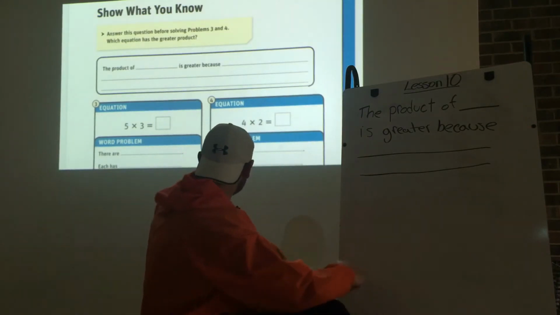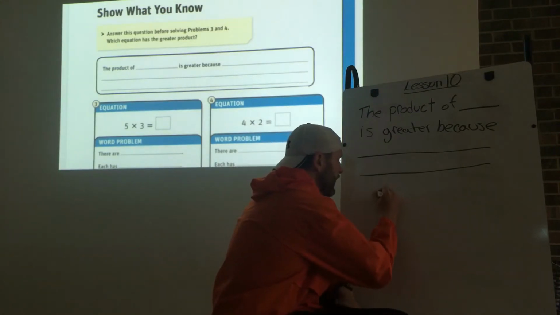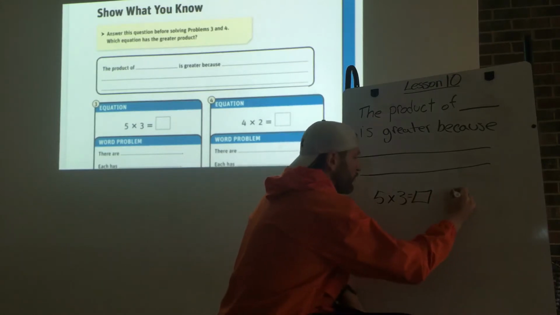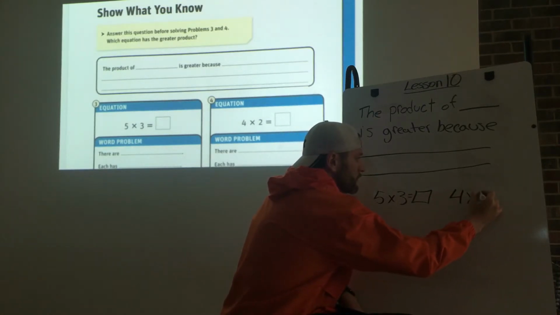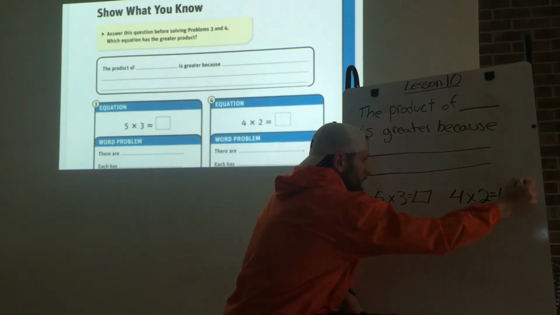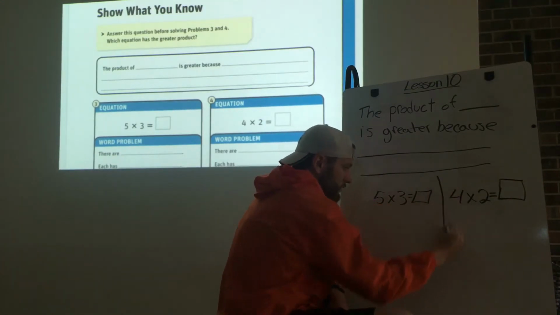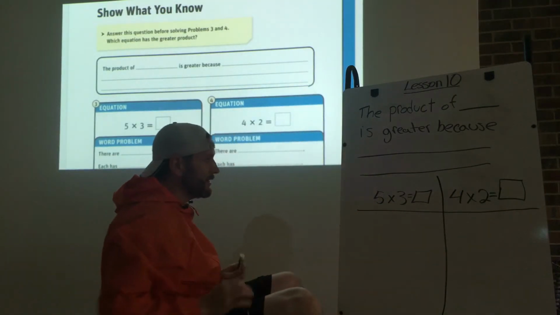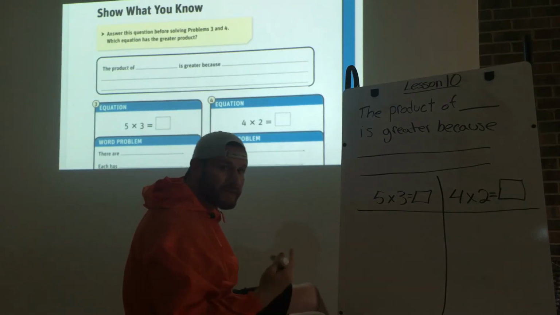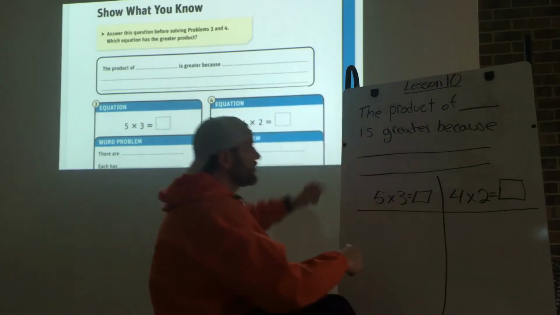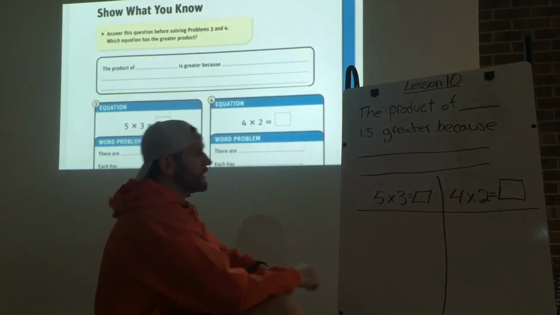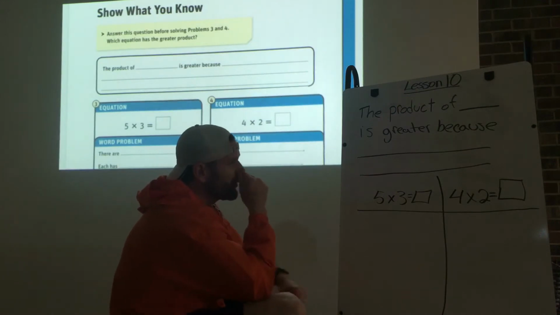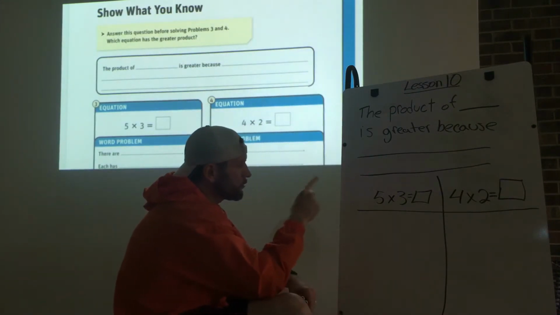All right, we're looking at 2 equations. We are looking at 5 times 3, and we're looking at 4 times 2. What they want us to do is first identify which will have a larger product. They give us a sentence stem: the product of blank is greater than blank because. So, think in your mind, the product of blank is greater because.